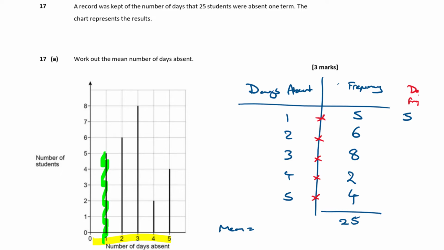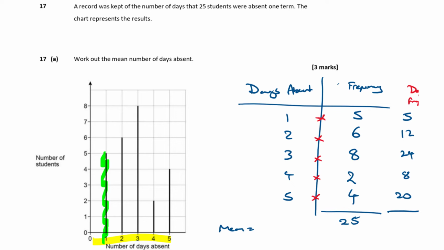2 times 6 is 12. 3 times 8 is 24. 4 times 2 is 8. 5 times 4 is 20. What does that add up to? So I'm going to do that on my calculator, I think. So 20 plus 8 plus 24 plus 12 plus 5.